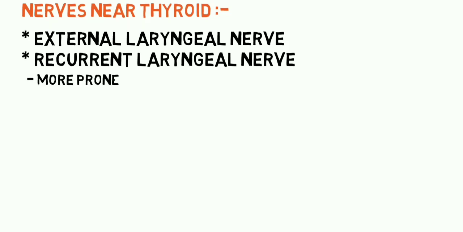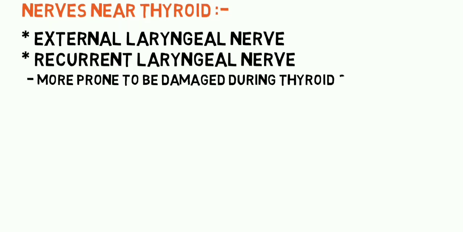and they're more prone to be damaged during any thyroid surgeries. So much care has to be given to not damage these nerves while doing a thyroid surgery, as they can damage the vocal cords, and speech may be affected if these nerves get damaged. Now let's see about the arterial supply of the thyroid gland.